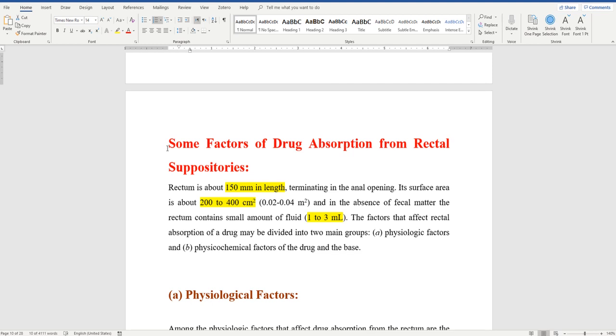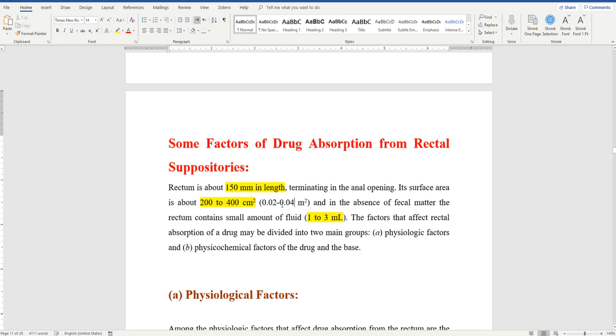So what is affecting the absorption of the drug for systemic effect? Of course, before we start, just for you to know that the surface area of the rectum is very small, about 200 to 400 square centimeters, which in square meters is 0.02 to 0.04.